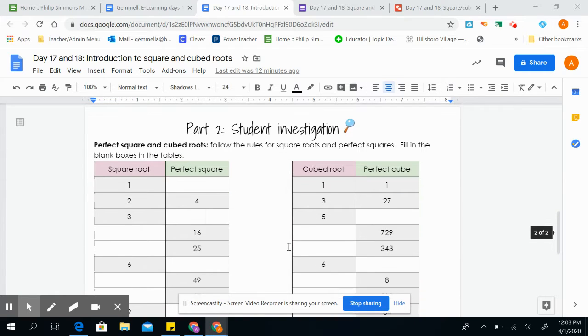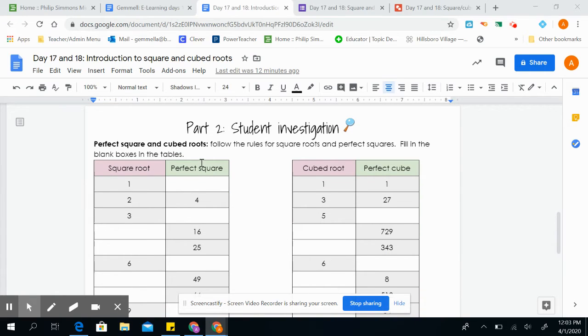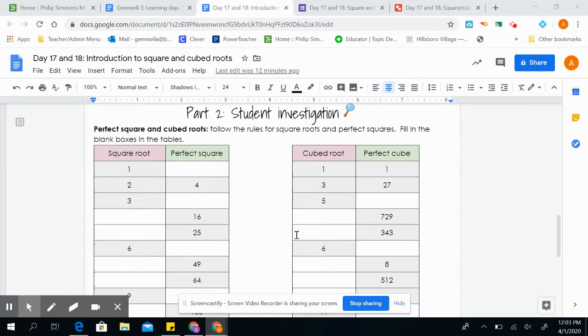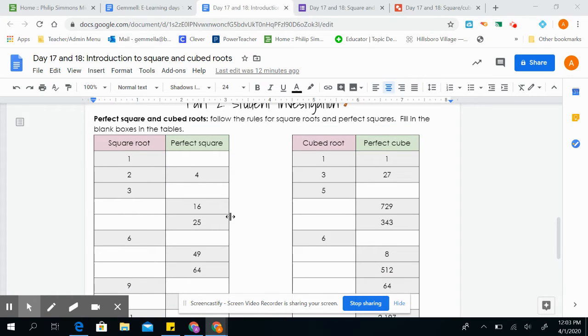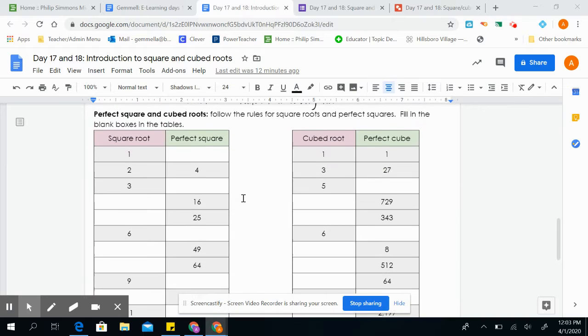Okay, now part 2, you do need to fill this in. So follow the rules for square roots and perfect squares, as well as cubed roots and perfect cubes, and fill in the blank boxes in the tables. So I filled in the gray boxes for you. Should be pretty self-explanatory. Basically, you would square the square roots to get the perfect squares, or you would take the square root of the perfect squares to get the square root. Because those are inverse operations.